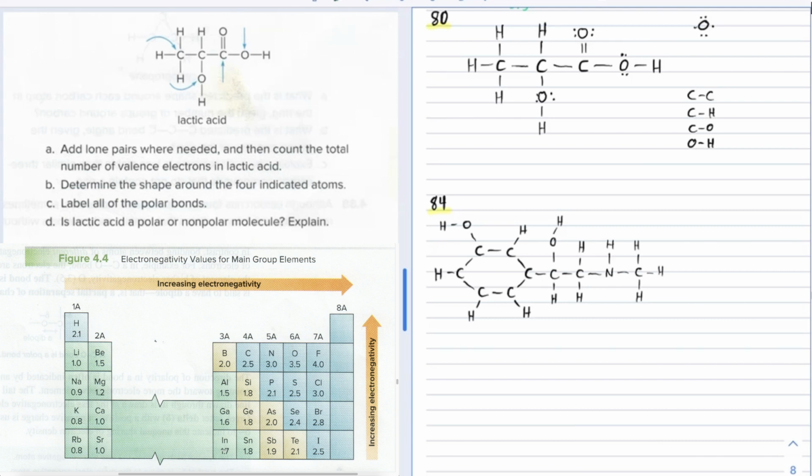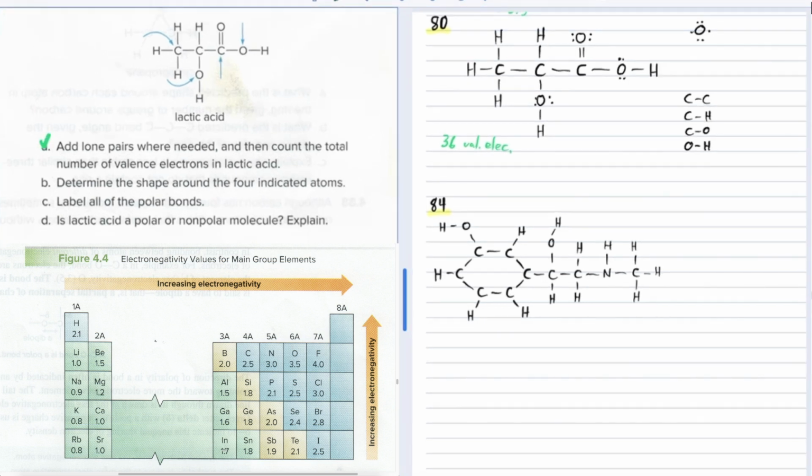So 36 valence electrons, and hopefully you were following me counting and I didn't miss anything.